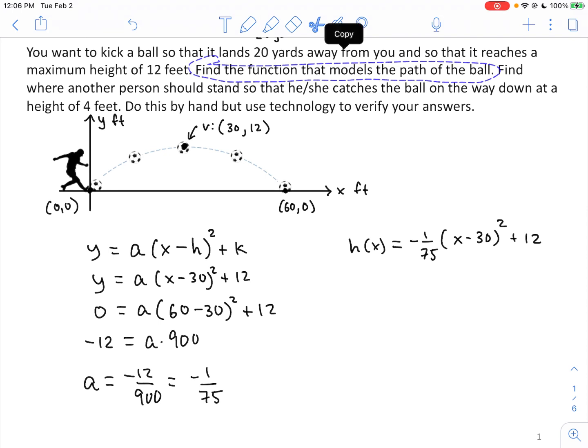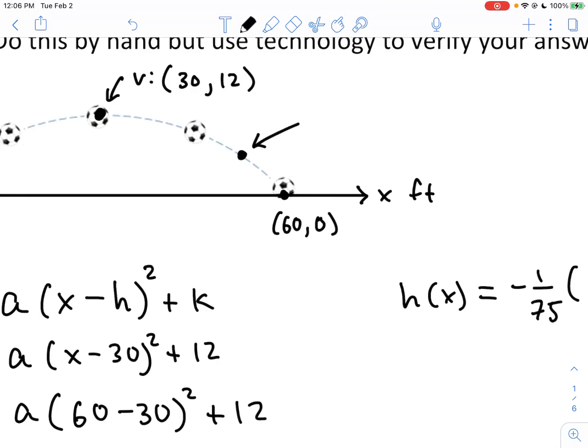Now we want to find where another person should stand so that he or she catches the ball on the way down at a height of 4 feet. This is the point of catching. The ball is on the way down. We don't know where the person should stand. That'd be the x-coordinate, but we do know that we want the ball to have a height of 4 feet.